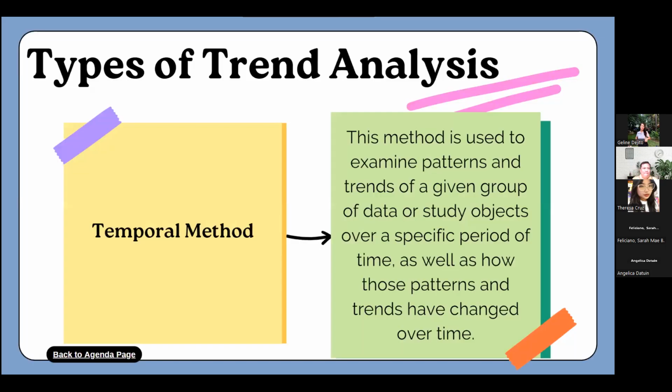Types of trend analysis. First is the temporal method. This method is used to examine patterns and trends of a given group of data or study objects over a specific period of time, as well as how those patterns and trends have changed over time.